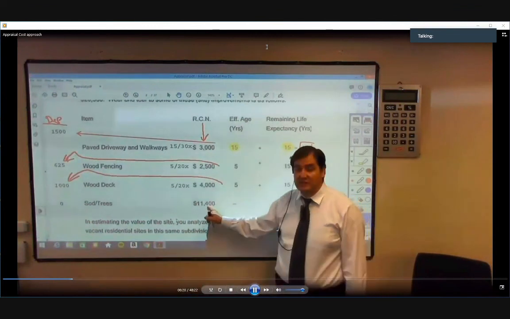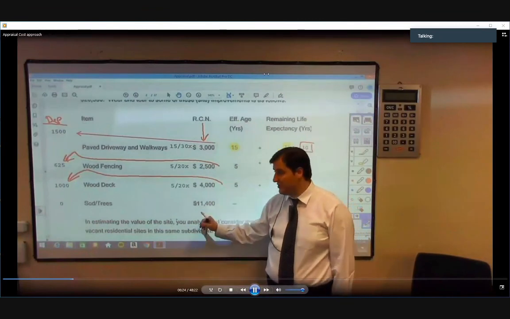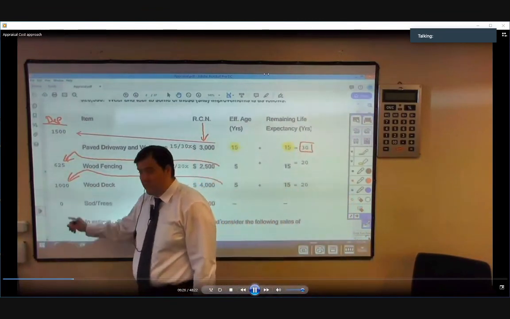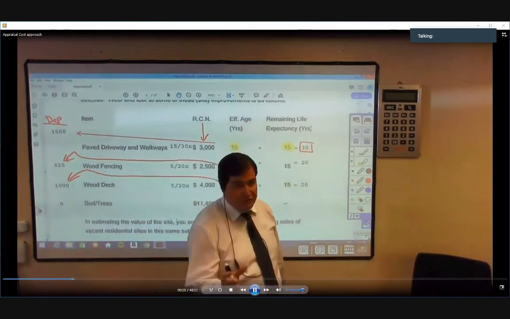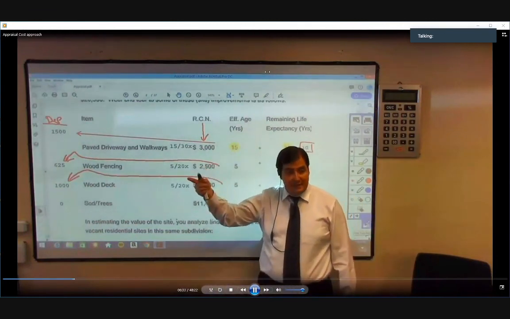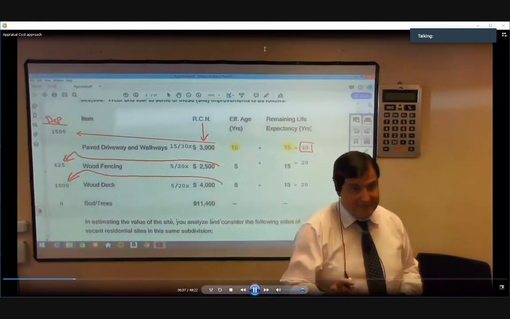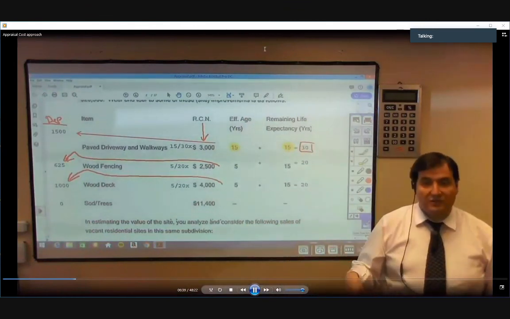Now, sod and tree is 11,400, but sod and tree don't have depreciation. Depreciation is zero for sod and tree. So you need to calculate the depreciation for everything other than a house for the last step. Now, for the house, I'm going to teach you how to calculate the replacement cost. So that's coming next. Okay?